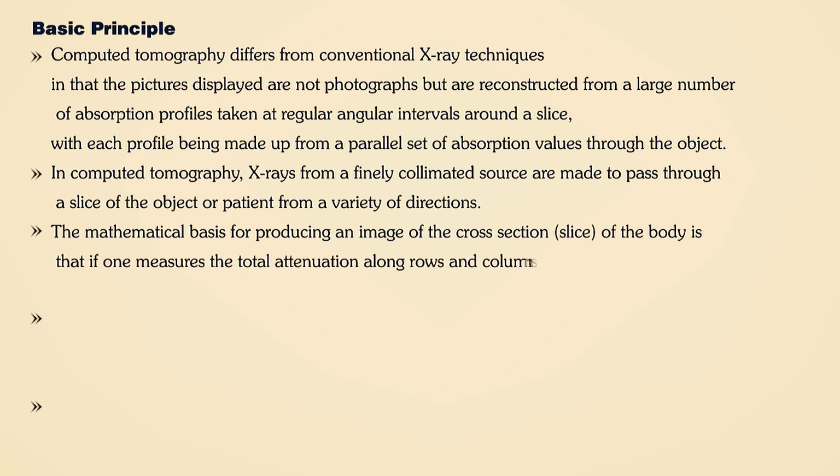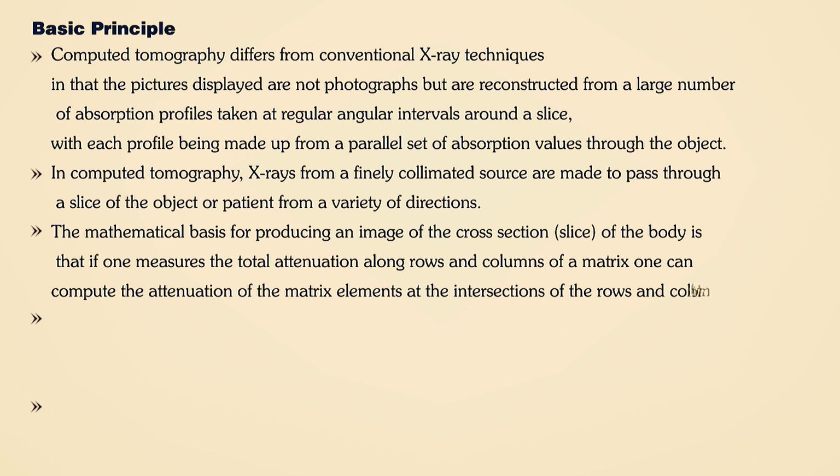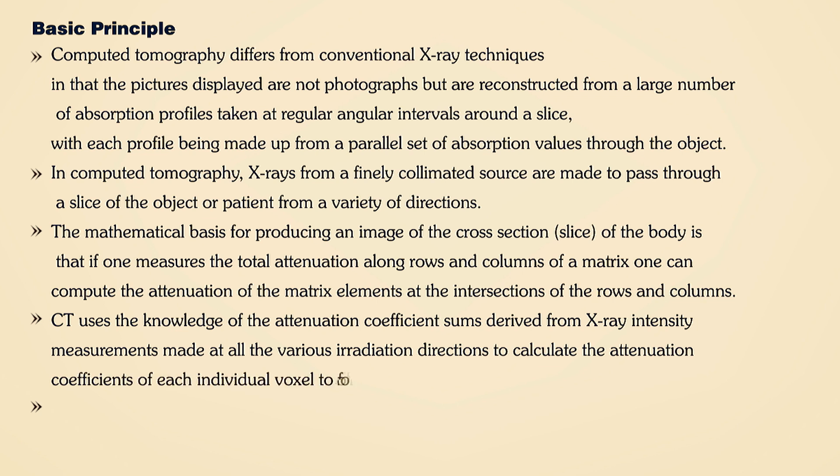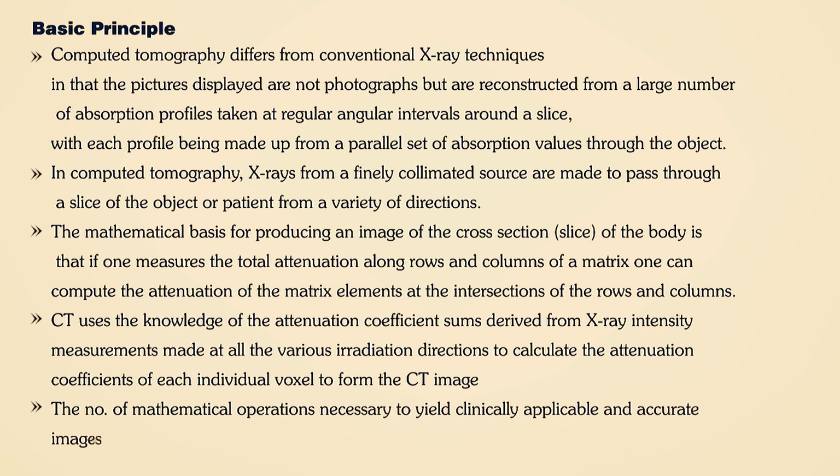In computed tomography, X-rays from a finely collimated source are made to pass through a slice of the object or patient from a variety of directions. The mathematical basis for producing an image of the cross section, that is slice of the body, is that if one measures the total attenuation along rows and columns of a matrix, one can compute the attenuation of the matrix elements at the intersections of the rows and columns.